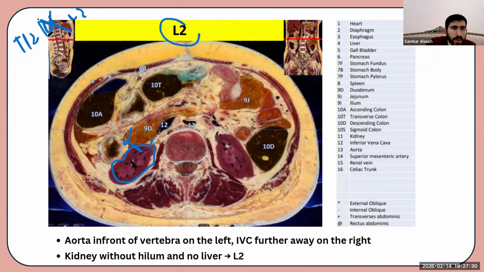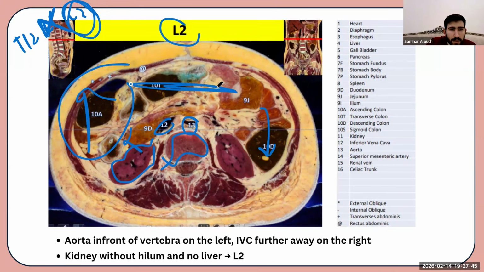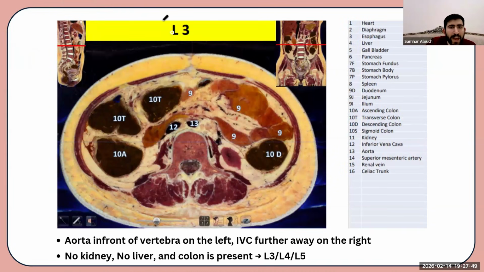It's without the hilum, so it's not L1. And there is no liver, and there is colon, so we are below. Then it's L2. That's how to identify. Same thing, vertebral body, aorta, inferior vena cava, here ascending colon, here descending colon, here transverse colon. Pancreas, duodenum, jejunum, whatever.